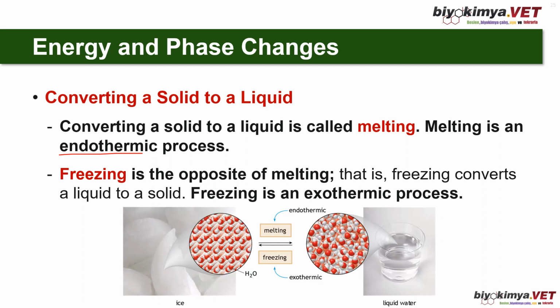And here in the picture you see the ice and liquid water. Going from ice to liquid water, we call it melting, an endothermic process, and it absorbs energy, which is essential for overcoming the attractive forces. Freezing is exothermic, converting liquid water to ice, from a less organized to a highly organized form.